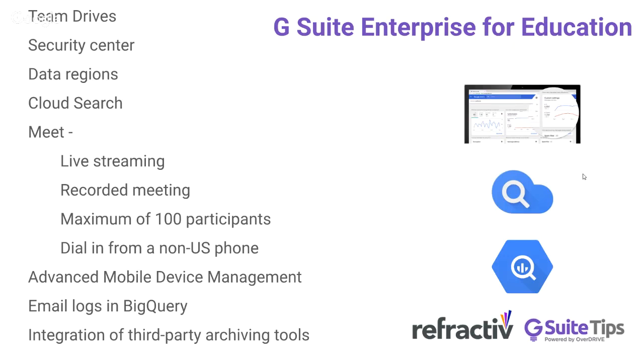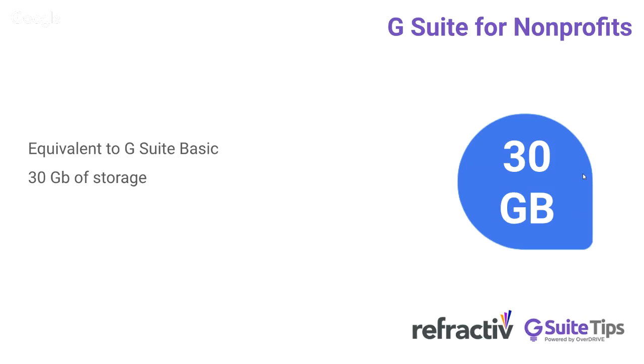Okay, so moving on from education, we have a couple of more sectors to look at. G Suite for non-profits. So G Suite for non-profits is available to all non-profit organizations free of charge. It's essentially the equivalent of G Suite Basic. So we're down to no Google Vault, no team drives, limited Meet functionality, 30 gigabytes of storage, etc. It's available in limited countries at the moment. There's a list of 52, so a lot of countries and users are covered.